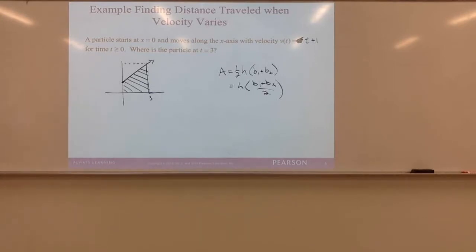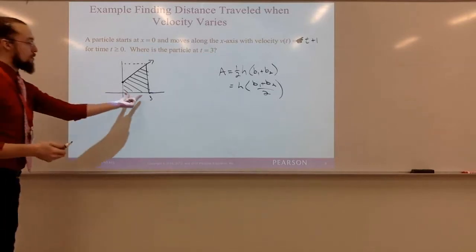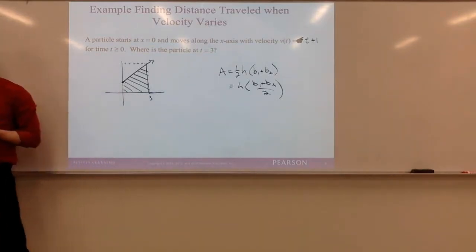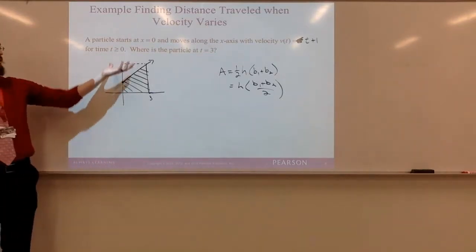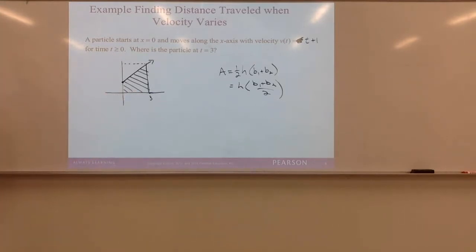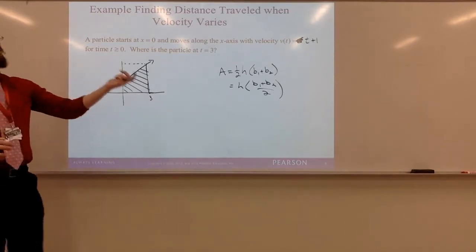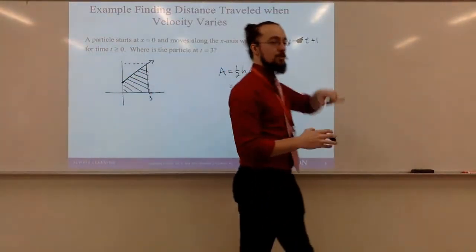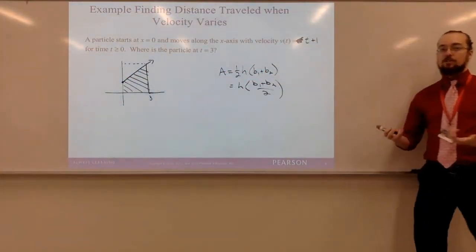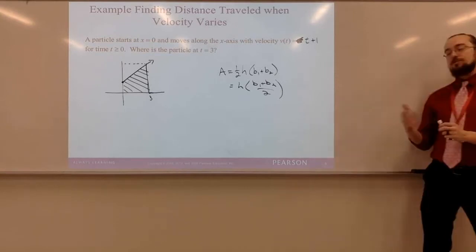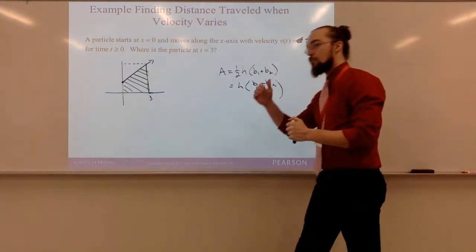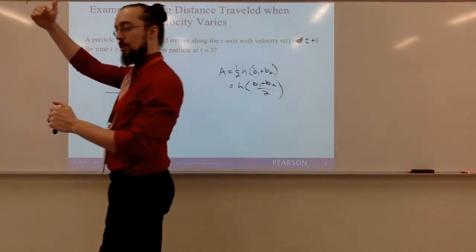So how do I find the area of this trapezoid? Well, I don't know all of the information I need. In this sense, we already have the derivative. T plus 1 is my derivative function. That's the velocity, the first derivative of position. So we're thinking about going backwards now.